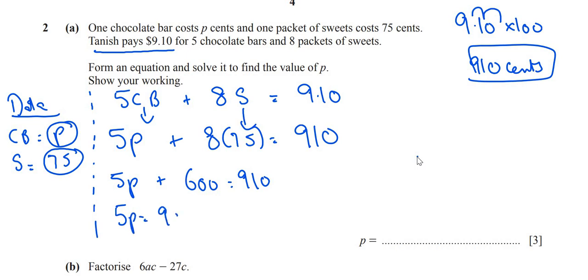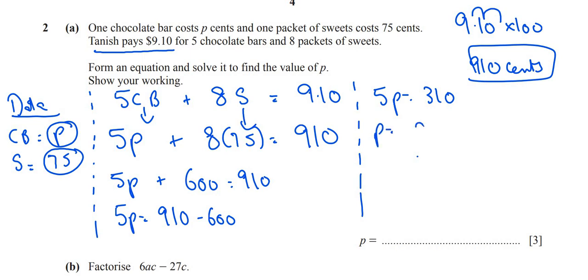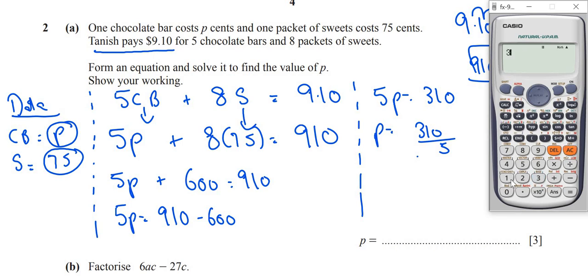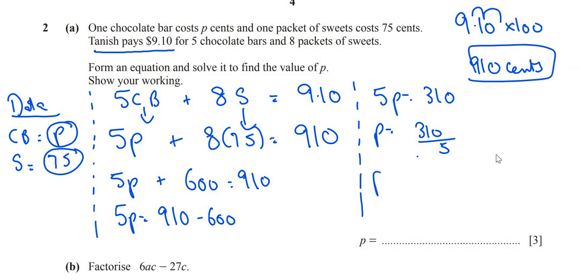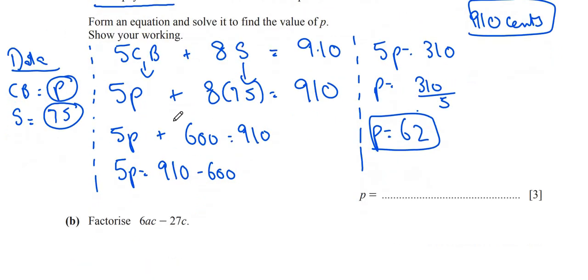5P is equals to 910, my bad, 910 minus 600. 5P is equals to 310. So P is equals to 310 divided by 5. Let's take out our calculator. So 310 divided by 5 is 62. So the price of each chocolate bar is 62 cents. Even though these questions look difficult, if you just make data, life becomes easy.